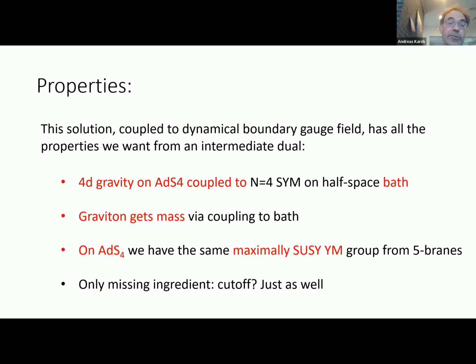It's well known that the moment you do this, the graviton will get a mass from this coupling to the bath. This is sort of Porrati's calculation. So the graviton will get its mass just the same as before via this coupling to the bath. On AdS4, we have the same maximally supersymmetric Yang-Mills group from these extra D5 branes we had to add. So this is pretty much everything that we wanted to see from bottom-up holography. The one thing we are not seeing is that the CFT is actually cut off, but that's just as well. None of these calculations that people did with this intermediate picture seriously took the cutoff into account. Here, we don't seem to need it. This intermediate picture is a UV-complete description of the system. UV-completed by strings here, but I don't see some sort of explicit term.